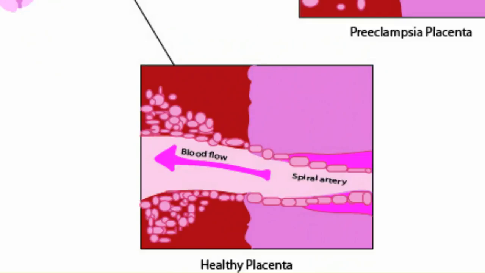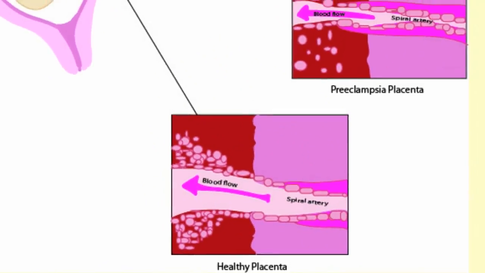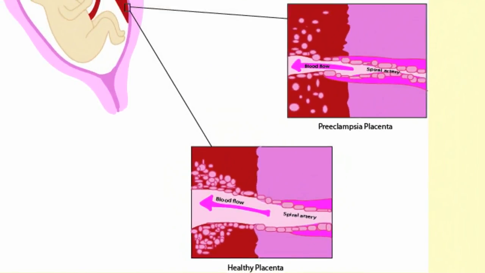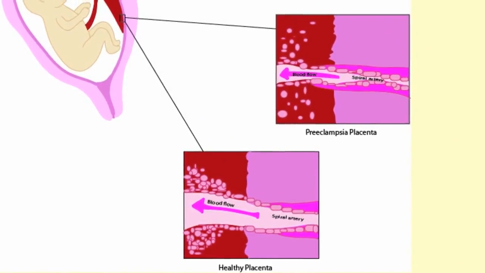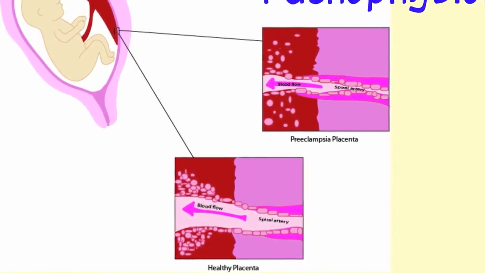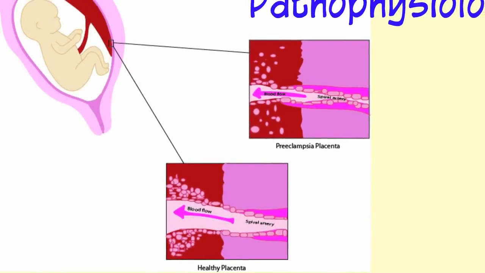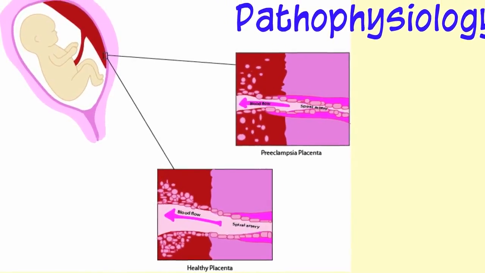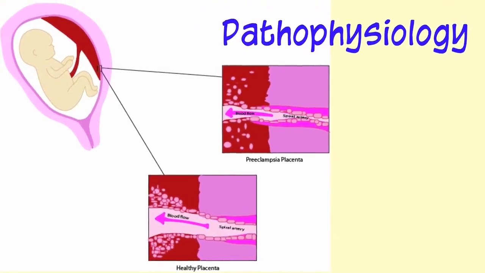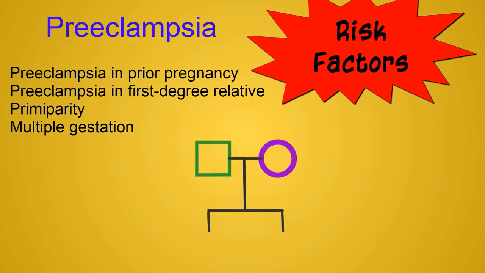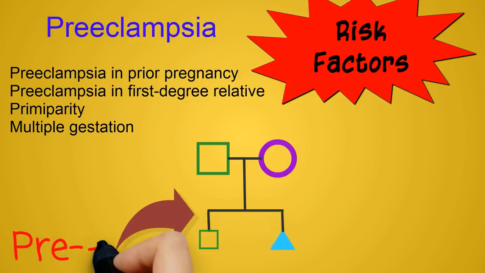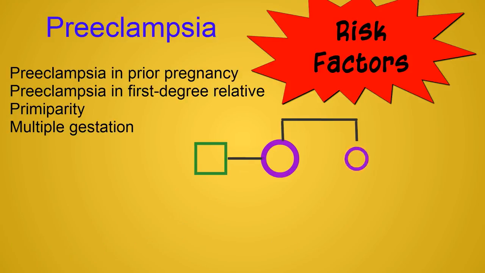In a woman destined to develop preeclampsia later in her pregnancy, this process does not occur correctly, and the arteries remain narrow, decreasing blood flow to the placenta and causing hypoxemia. Studies have shown abnormalities in vasculogenic and angiogenic signaling pathways, but the exact mechanism for this abnormal trophoblast invasion remains unclear. The biggest risk factor for preeclampsia is history of preeclampsia in a previous pregnancy, which increases the risk 7-fold.